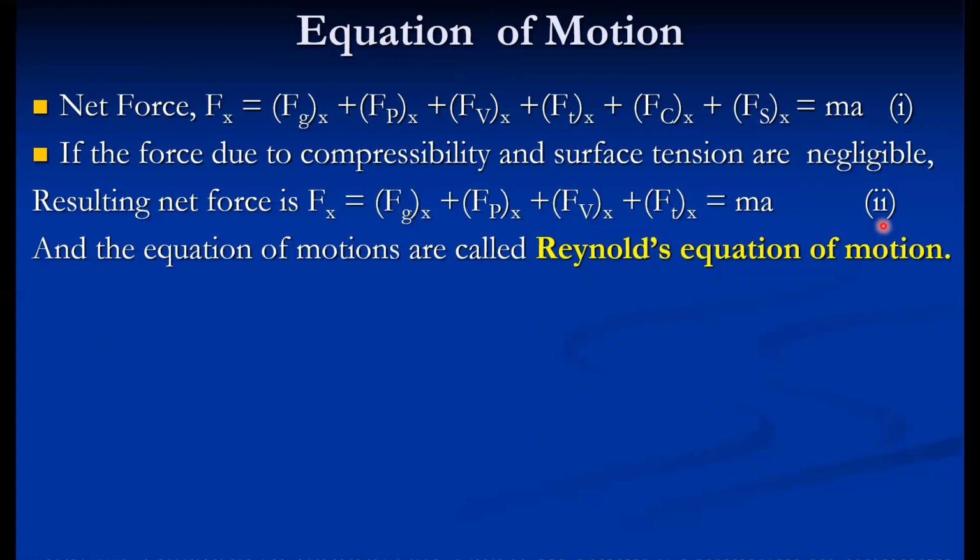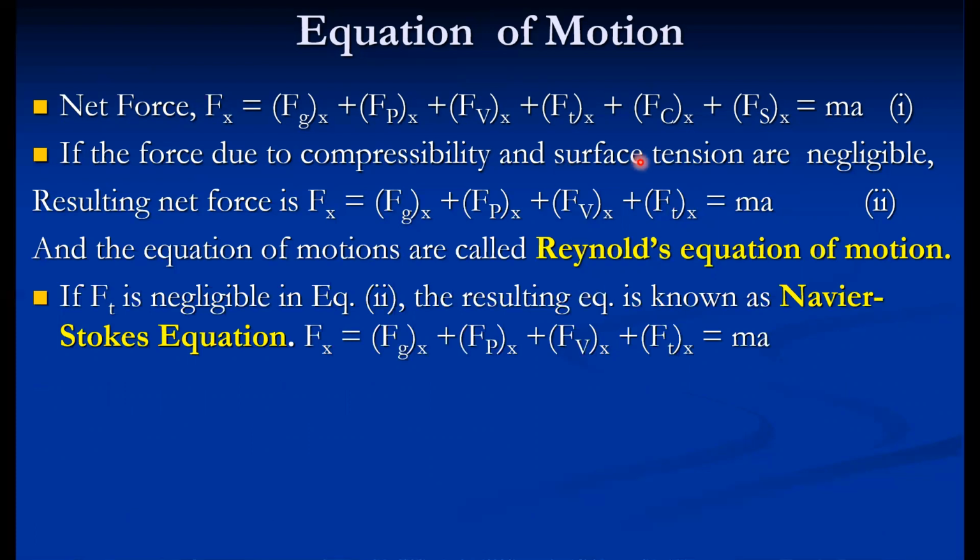This particular equation, that is equation number 2, is called the Reynolds equation of motion. This equation is generally applicable for turbulent flow, where all these forces are considered along with turbulence. So for non-turbulent flow, the force due to turbulence is negligible in equation 2. So again, equation 2 is reduced to only three forces: force due to gravity, force due to pressure, and force due to viscosity, equal to mass into acceleration. The force due to turbulence is not there.